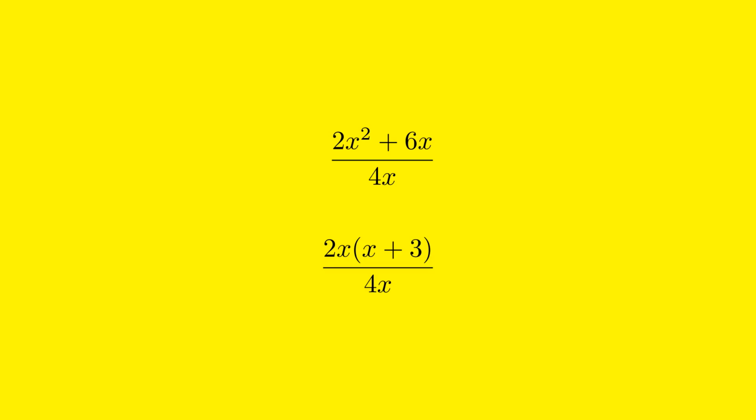First, examine the given rational expression 2x squared plus 6x divided by 4x. Notice that both the numerator and the denominator have common factors. The numerator is 2x squared plus 6x. Start by factoring out the greatest common factor from the numerator, which is 2x. This changes the expression to 2x times (x plus 3) divided by 4x.